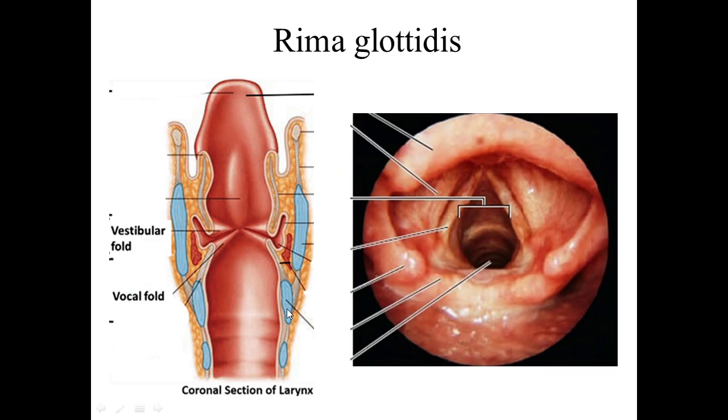Then the third space in the larynx is the rima glottidis. Now rima glottidis is the very narrow space between the two vocal folds. These are the two vocal folds, and the space between the two vocal folds is called as rima glottidis. Now in this picture, this is vestibular fold and this is the vocal fold. So these are the two vocal folds, and the space between them is called as rima glottidis.